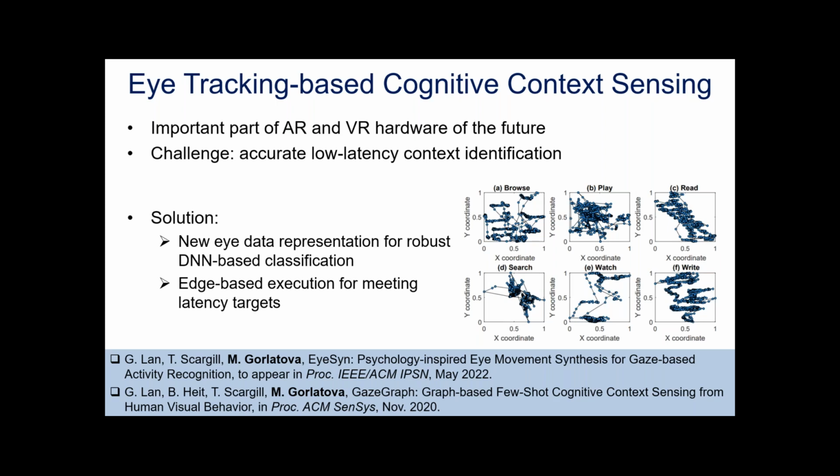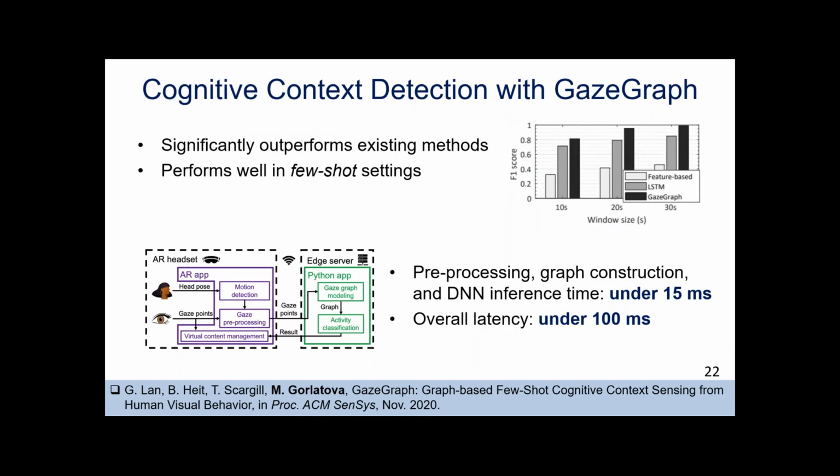But in this case, similar to some of our other work, the DNN that we had to build, since it required graph-based processing, was too heavy to run on a mobile device. And this is where we used edge computing to get to the right latencies. We designed a DNN that significantly outperforms existing methods.